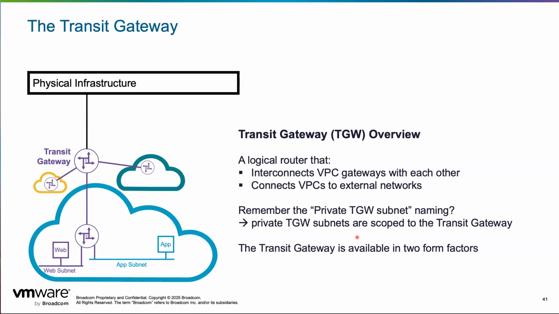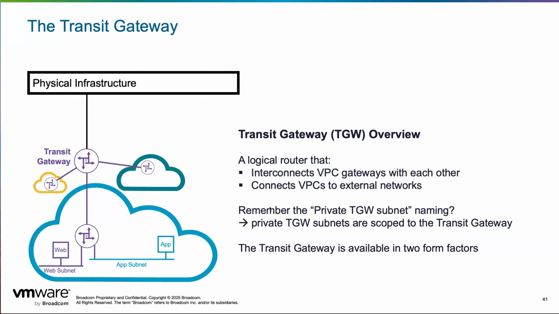Let's do a little recap here. You remember I was mentioning that I was going to explain the name private transit gateway later on. Well, you can clearly see that the transit gateway is here above the whole VCF infrastructure. So the private transit gateway subnet is something that has the scope and reachability of the whole VCF infrastructure. It's below the transit gateway. That's why it's called private transit gateway subnet.